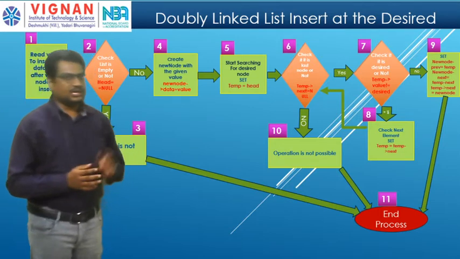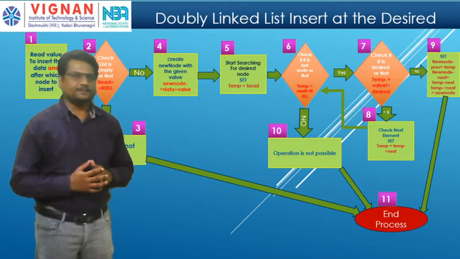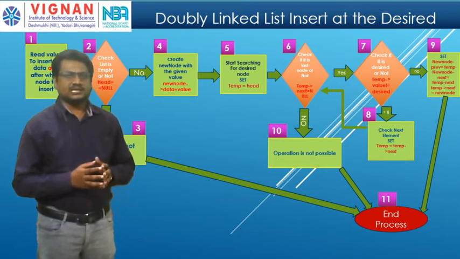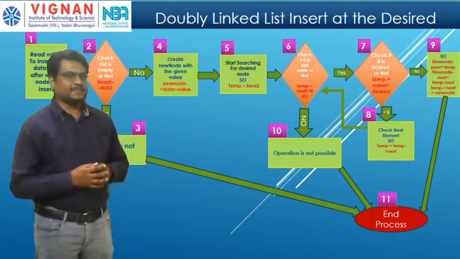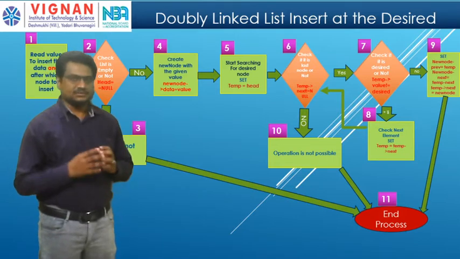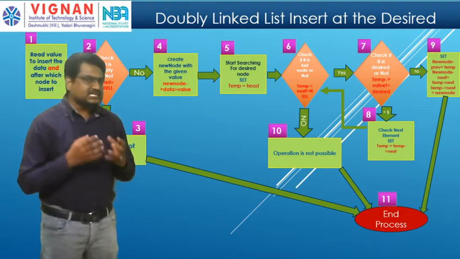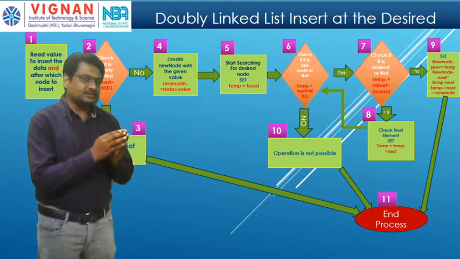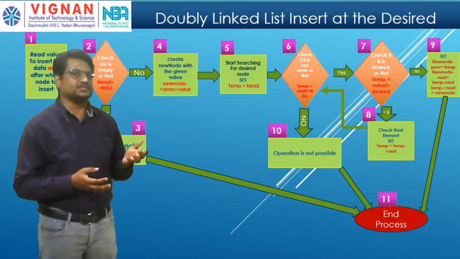Why? Because in the previous insertion operations, that is insert at end or starting, if the linked list is empty, whatever element we are inserting will become the head and tail of the linked list. Am I right? But here we are inserting after one particular element. If the linked list is empty, that means there are no elements. So can I insert after a particular element? No. Why? Because there are no elements.